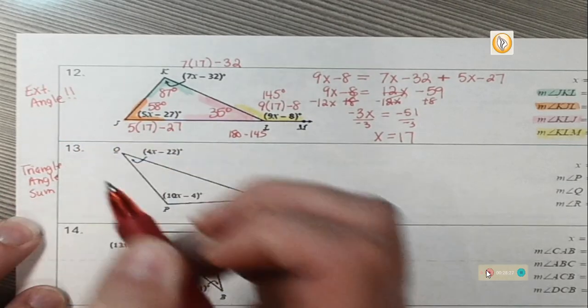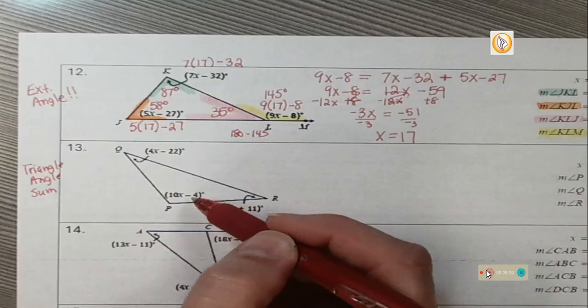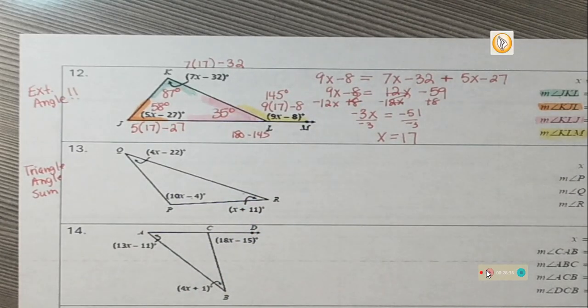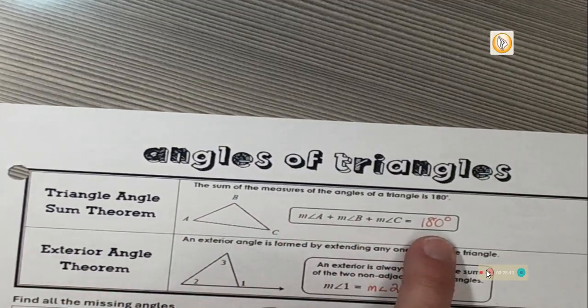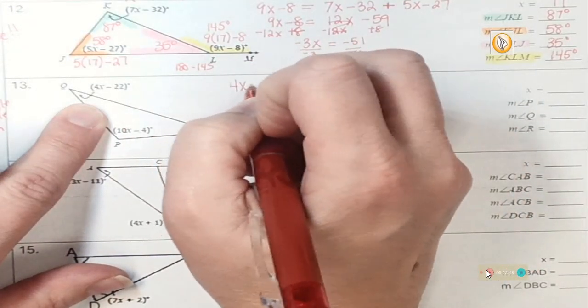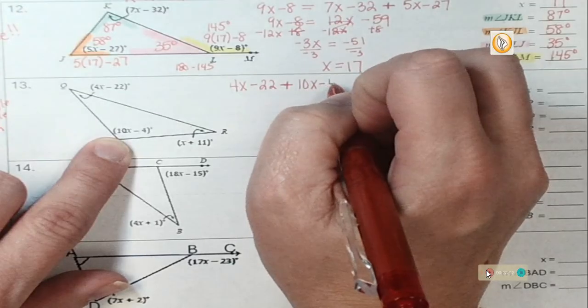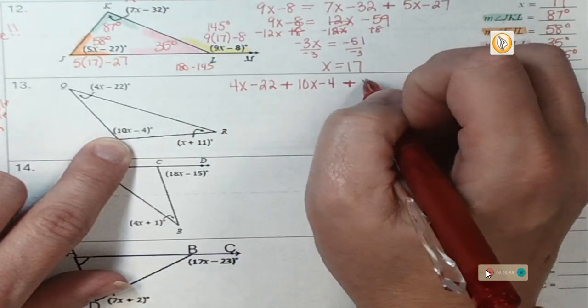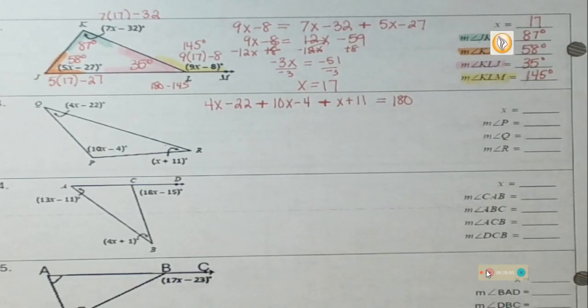So, all 3 angles are inside the triangle. What do you know about all 3 angles of any triangle you draw ever? Pay attention right here, friends. What do they add up to be? All 3 interior angles add up to be 180. So, take this angle: 4x minus 22 plus 10x minus 4 plus x plus 11, and those equal 180 degrees.